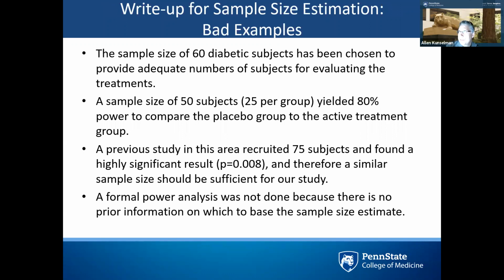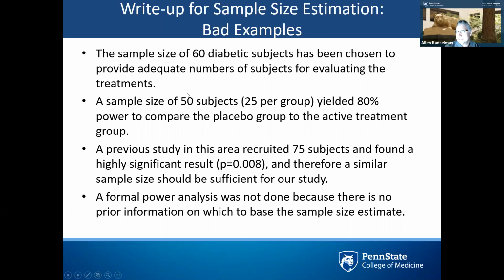So I'm going to finish up here quickly, and then I'll get to the questions, the Q&A part. I just want to give you some examples. When you're writing your stat methods for a submitted manuscript or for an IRB application, here are some examples of poor write-ups and then some good write-ups.